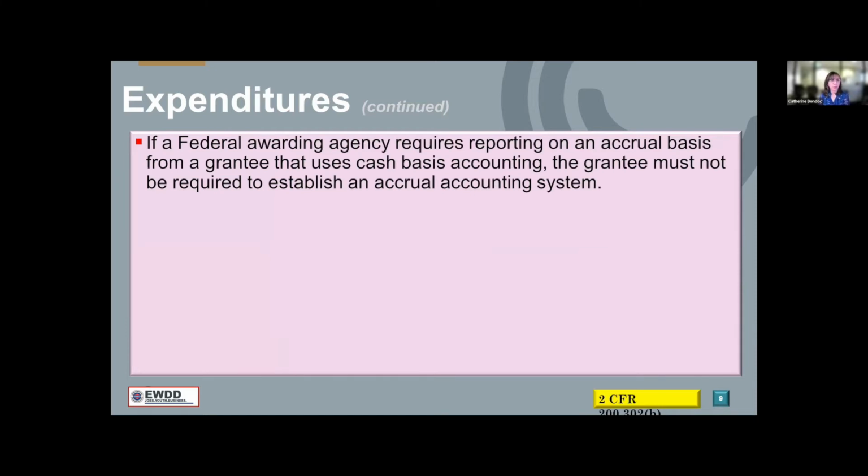Now, if a federal awarding agency requires reporting on an accrual basis from a grantee, but your accounting system is on cash basis, are you going to be required to then change your accounting system, you think? I'll say that again. You're using a cash basis accounting system, but say the City of LA or Department of Labor is asking, no, I want you to report accruals. Are you then going to be required to change your accounting system to be on accrual basis? The answer is the Fed is saying, no, you don't have to.